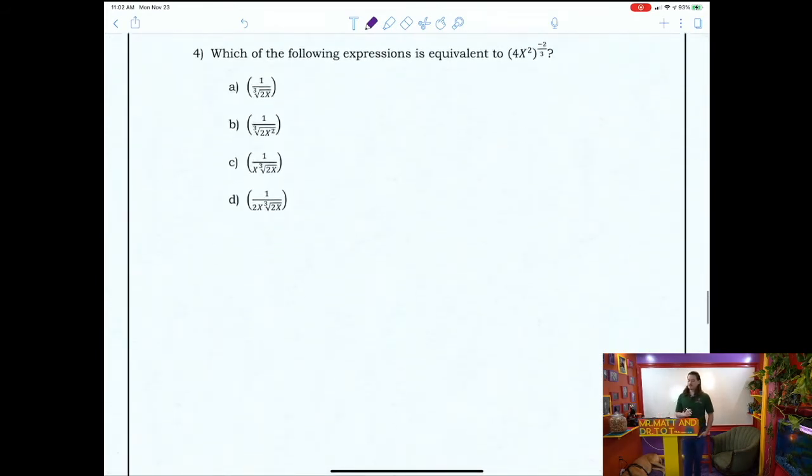New question type. Which of the following expressions is equivalent to the quantity 4x squared, quantity raised to the negative 2/3 power? A is 1 divided by the 3rd root of 2x. B is 1 divided by the 3rd root of 2x squared. C is 1 divided by x to the 3rd power times the square root of 2x. And D is 1 divided by 2x to the 3rd power times the square root of 2x. I'll give you a few minutes.